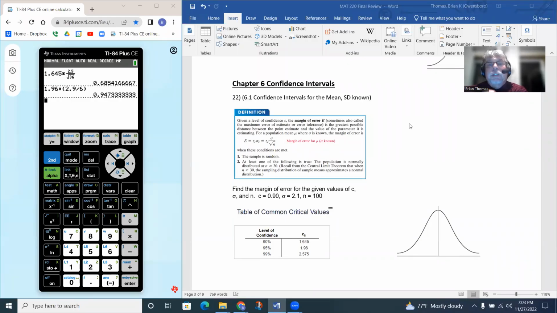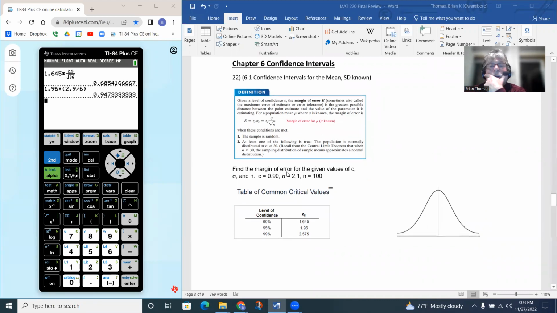So let's begin chapter 6, confidence intervals. This would be 6.1. The first question we have, question 22, is find the margin of error for the given values of C, sigma, and n. So C, the level of confidence, is 90, which is 0.90 or 90%. Then we have a standard deviation of 2.1, and our sample size is 100.